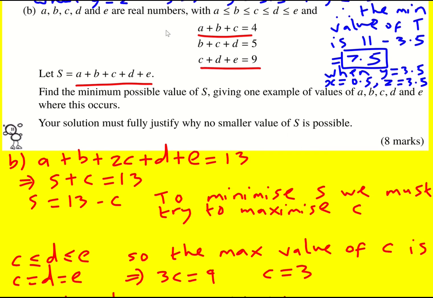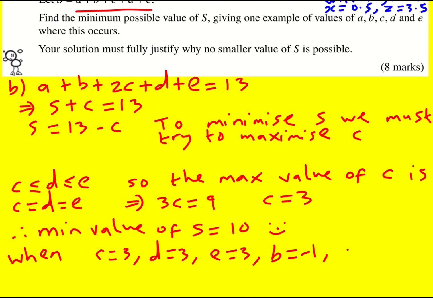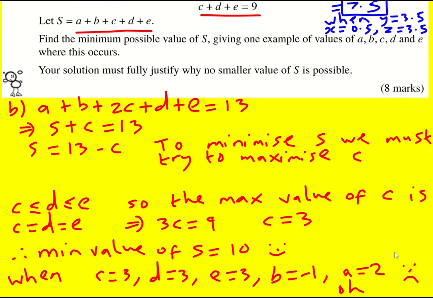But now when I put B as -1 back in, I've got -1 plus 3, that's going to be 2, so A has to be 2. That's not okay. Because remember, A is the smallest one. So that's where I'm coming back to at this point. To minimize S, we must try to maximize C.